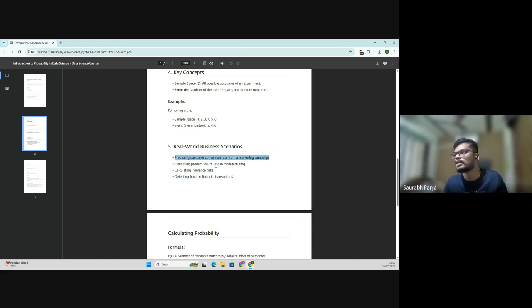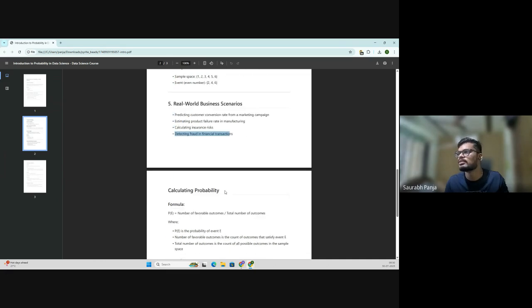Estimating product failure rate in manufacturing, calculating insurance risk, detecting fraud in financial transactions. All of these are real world scenarios.